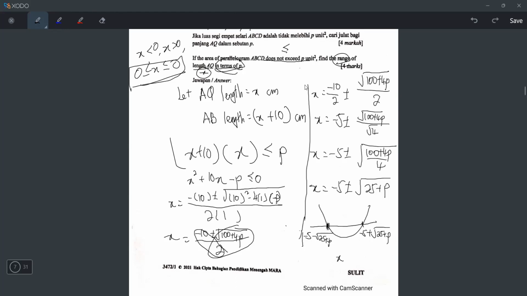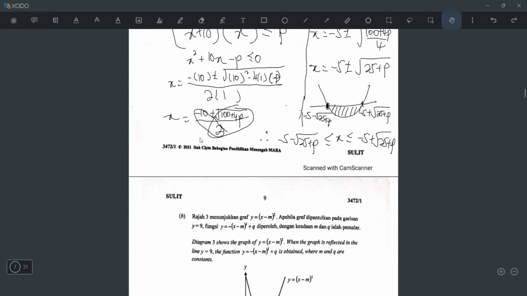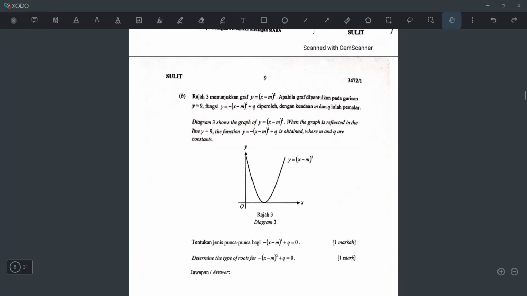My final answer, the x, okay, actually I have to load it here because it's smaller. So the final answer should be x in between negative 5 minus square root 25 plus p, and here will be negative 5 plus square root 25, right? So this is the final answer for question 4. That's just for part A only. I hope you understand.